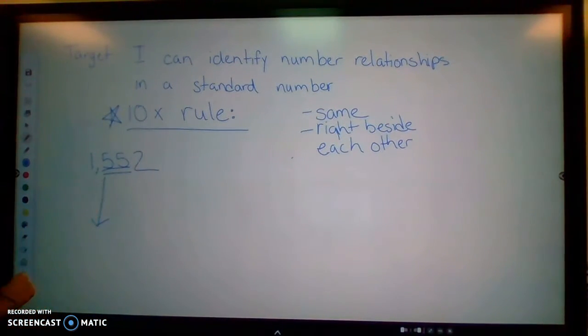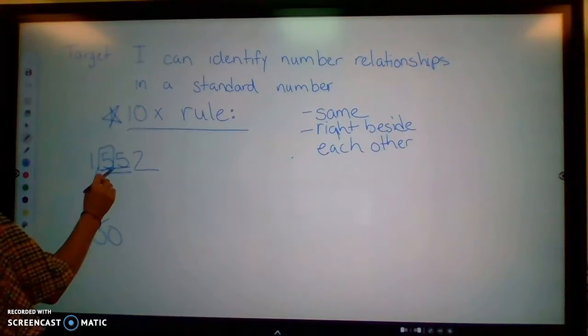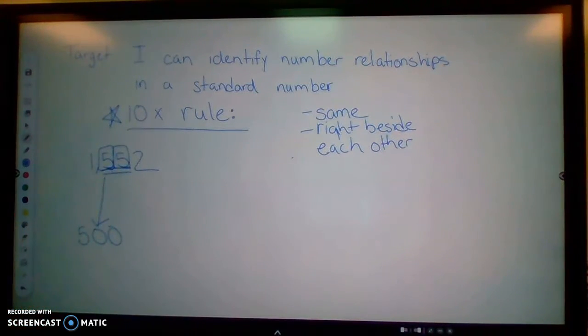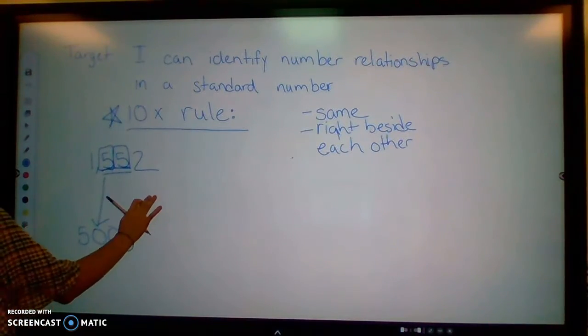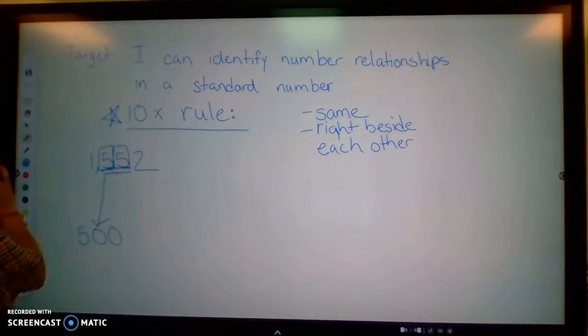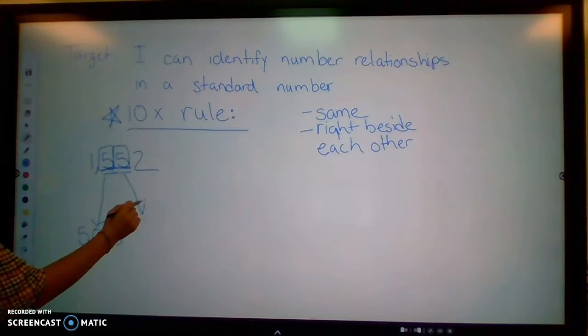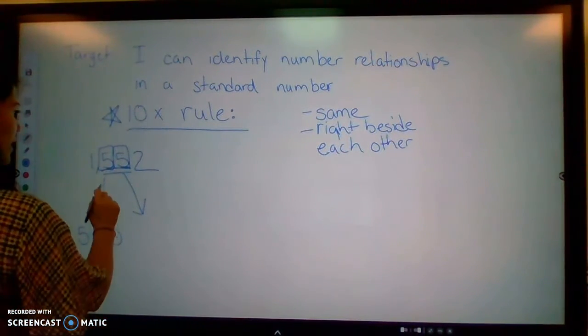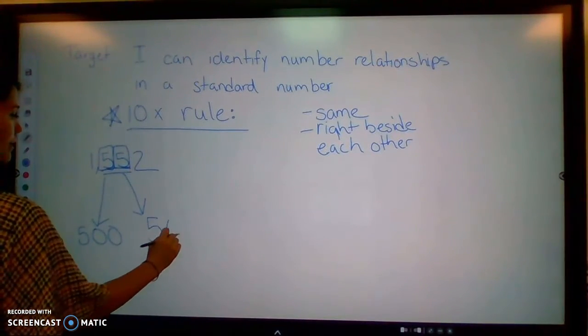If you have your chart, go ahead and write 1,552 to find out what that 5 represents. We're looking at the first 5. And if you used your chart, you could find out that that first 5 represents 500. We'll look at the number right next to it. You might already know what place value this represents, but if not, take a look at your chart. All right, if you looked at your chart or if you just knew from using your memory bank, we know that this 5 represents 50.